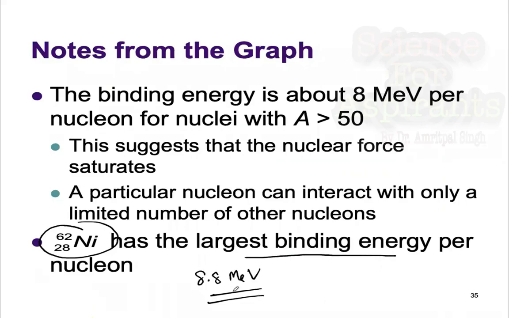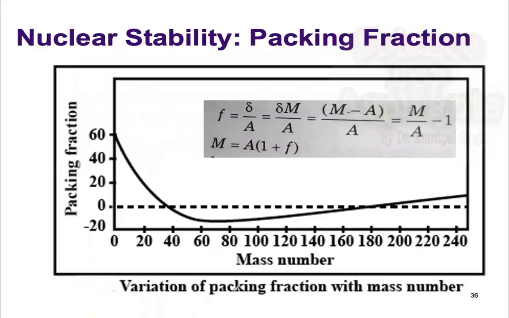So this is the most stable nucleus. And packing fraction: the packing fraction also explains that the lesser the value of packing fraction, the more stable these nuclei are. You will see that for these, the packing fraction is very, very high. The negative value of packing fraction shows that these are the nuclei lying somewhere here in this region, so they are the more stable or most stable nuclei. When the value of packing fraction exceeds zero, the plus value of packing fraction shows they are less stable nuclei.